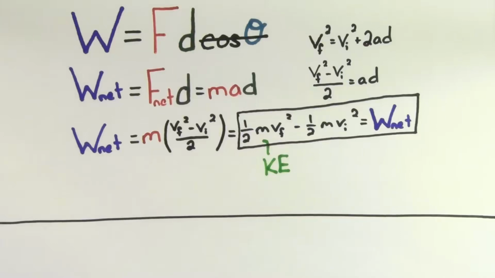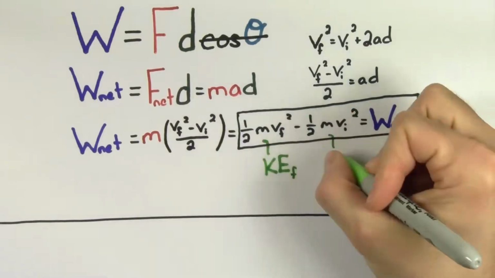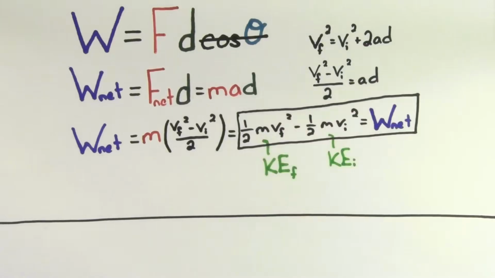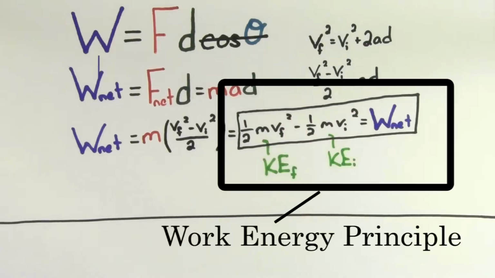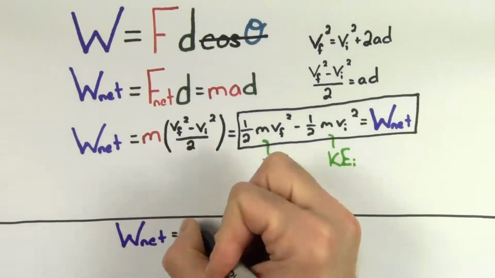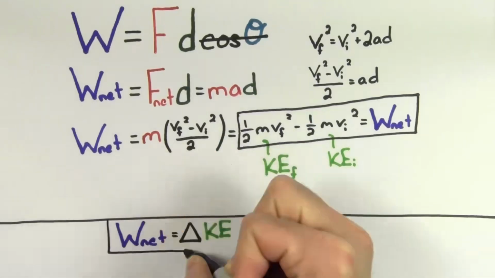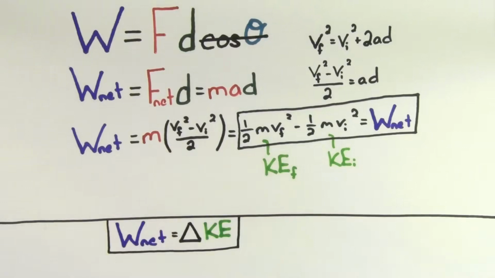So you'll often hear that the net work done on an object is equal to the change in the kinetic energy of that object. And this expression is often called the work energy principle, since it relates the net work done on an object to the kinetic energy gained or lost by that object.